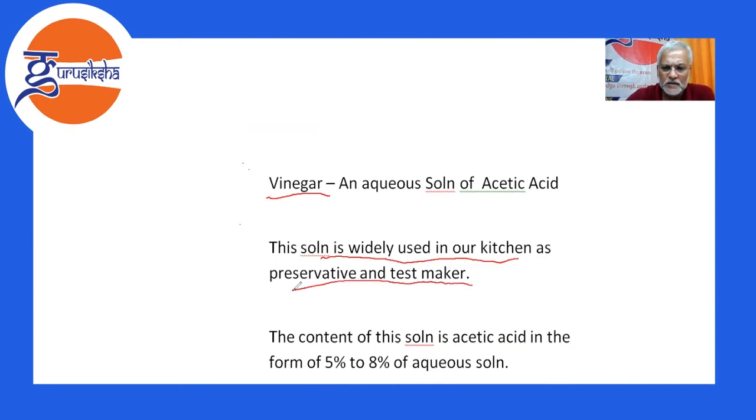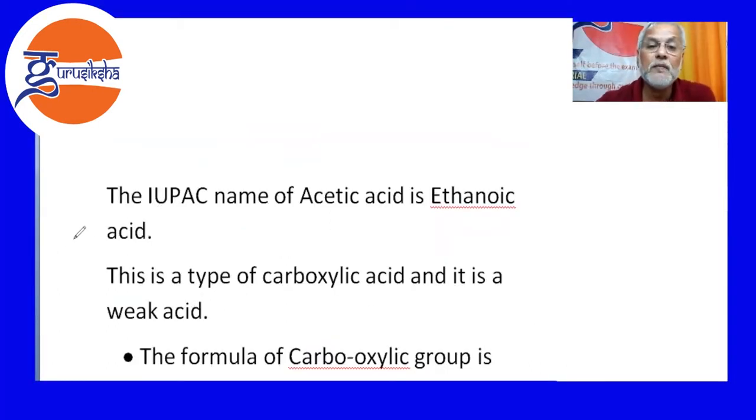and taste maker. The content of this solution is acetic acid in general, and it is a 5% to 8% aqueous solution. The IUPAC name of acetic acid is ethanoic acid. This is a type of carboxylic acid and it is a weak acid.